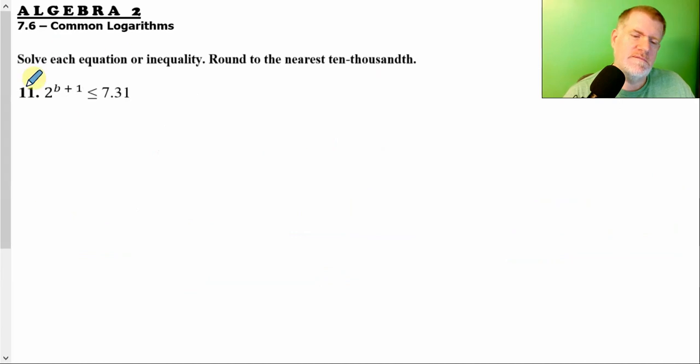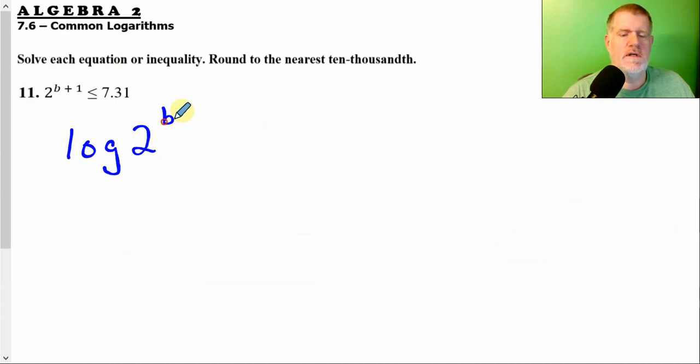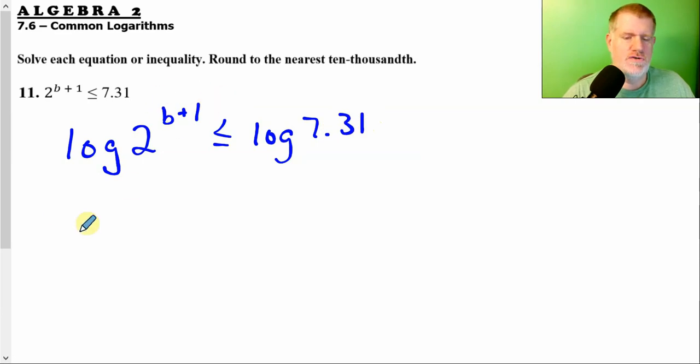Now, notice something a little bit different about this one. Our exponent is b plus 1, but I'm still taking the log of both sides. Whenever my variable is an exponent, I need to do it with logs. Because what does that b plus 1 do? It now comes down in front, but it's the whole thing.